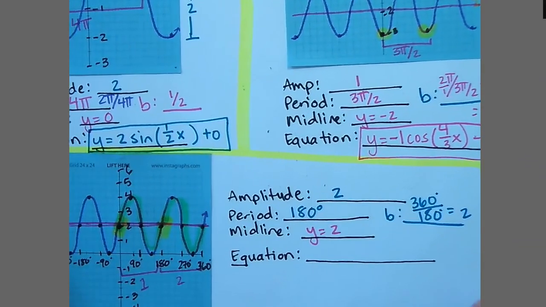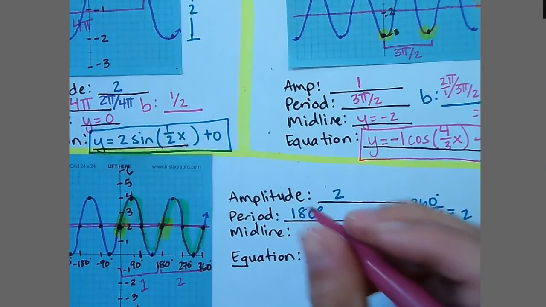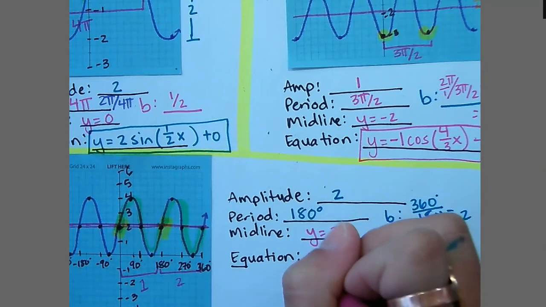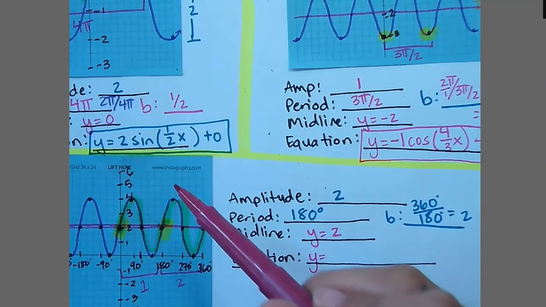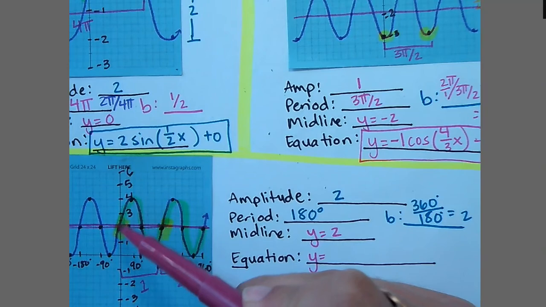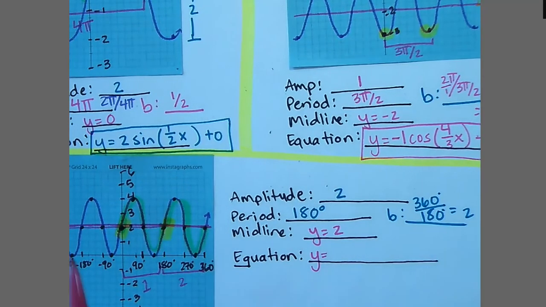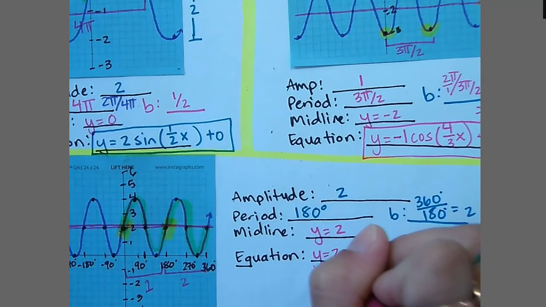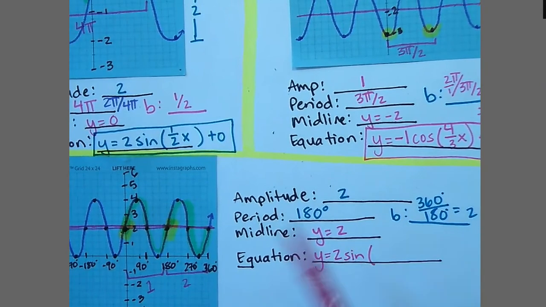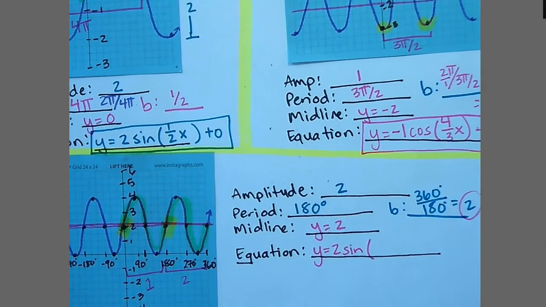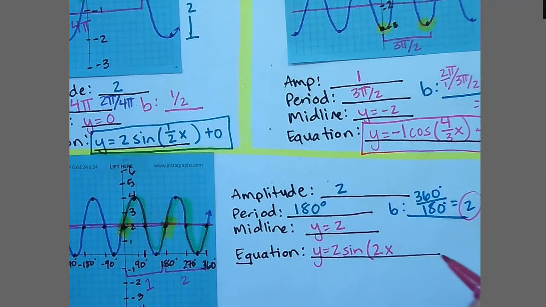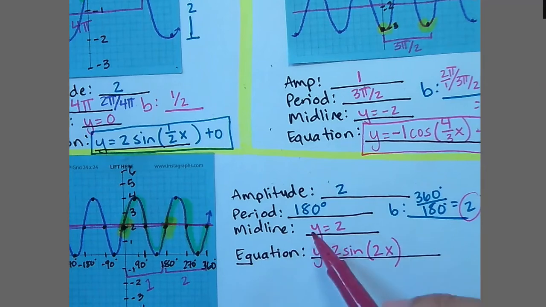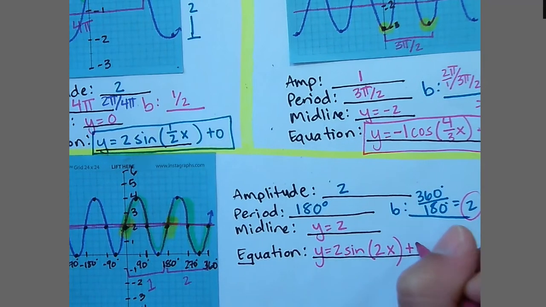All right, and then your equation always starts out y equals or f of x equals. Looking here, the y-axis is going through the middle of the function, so this is going to be a sine function. And since it's going up here, this is going to be the positive amplitude. So it's going to be positive 2 sine of, and then we're going to put our b value. So our b value is 2, so it's going to be 2x. And then on the end, we're going to add our midline. So then plus 2 on the end.